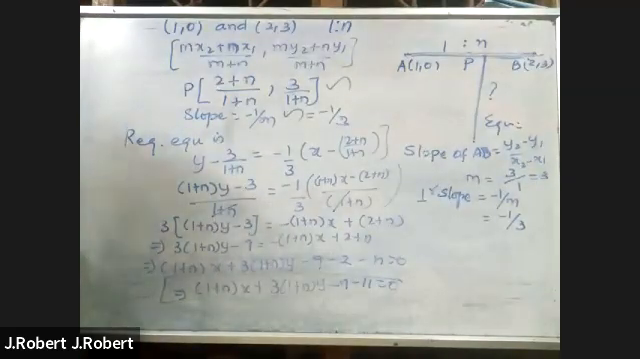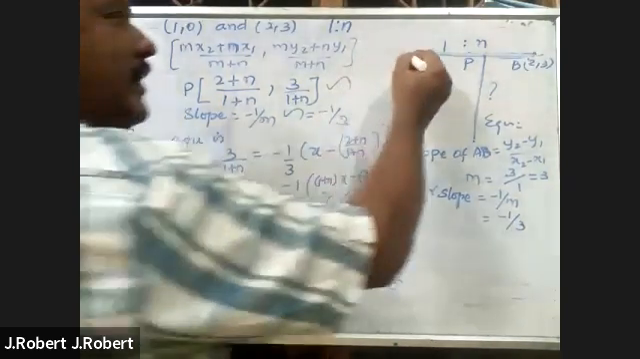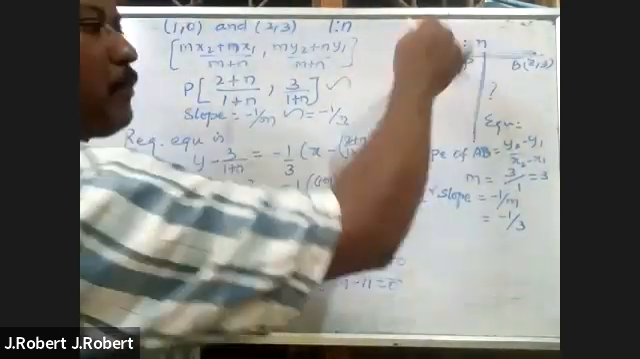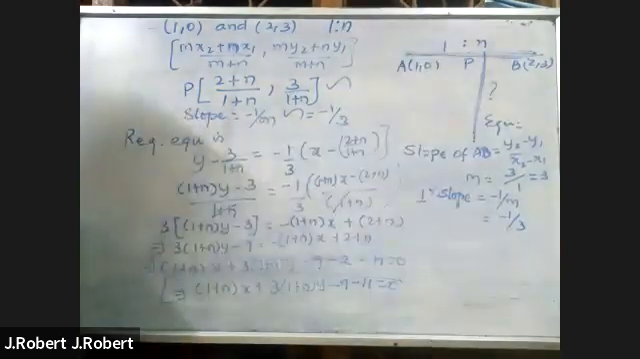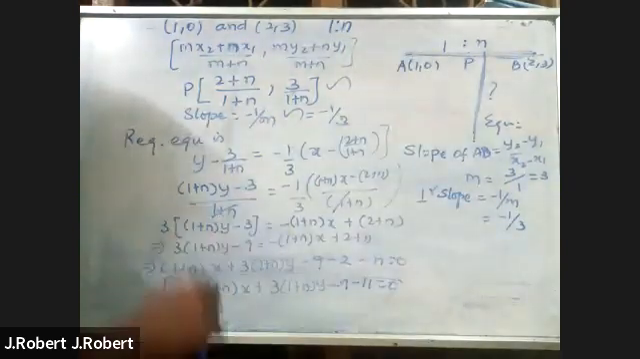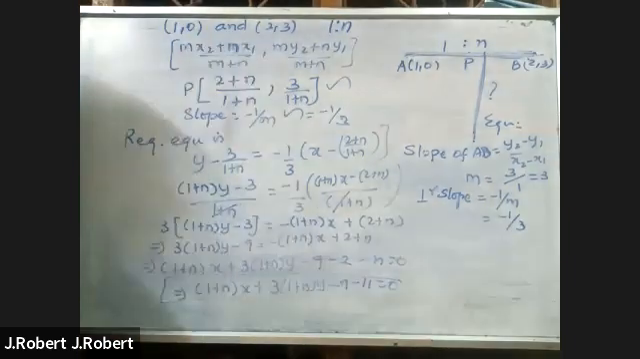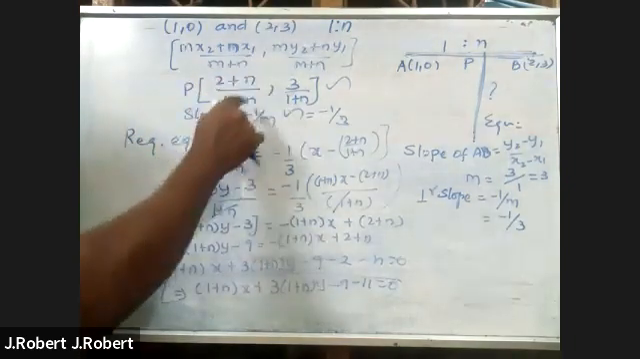The question is this, listen carefully: the line which is perpendicular to the line segment joining the points (1, 0) and (2, 3) in the ratio 1 is to n, find the equation of the line. So we need the equation of the line perpendicular to the line joining. First we must find the point P. I am just taking that A and B are divided in the ratio 1 is to n internally. The formula is (m x2 plus n x1) divided by (m plus n), (m y2 plus n y1) by (m plus n). Substituting, we will get the point (2 plus n)/(1 plus n), 3/(1 plus n).